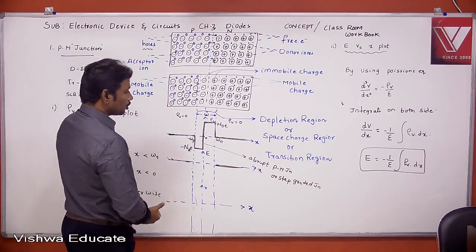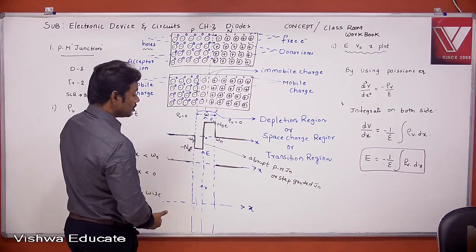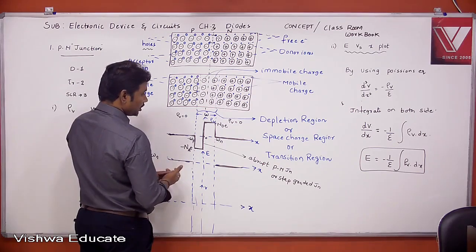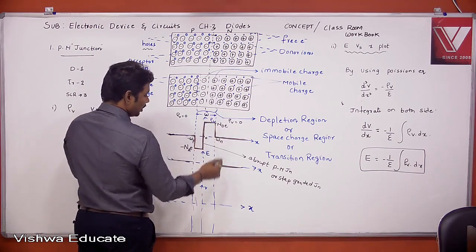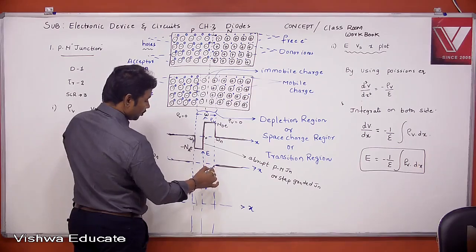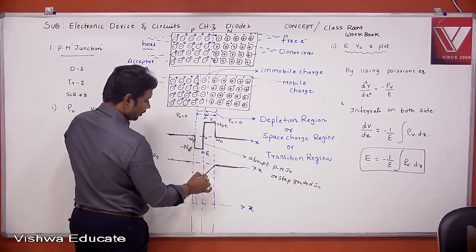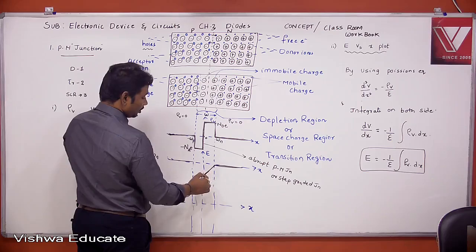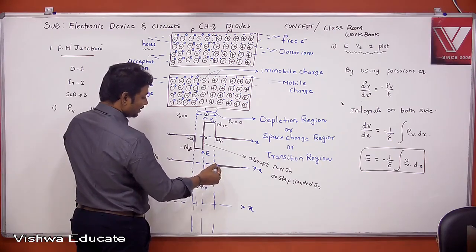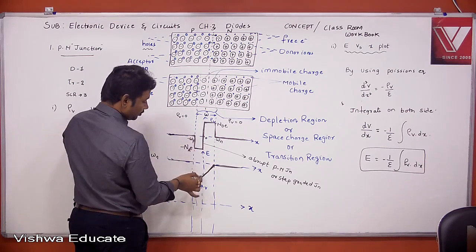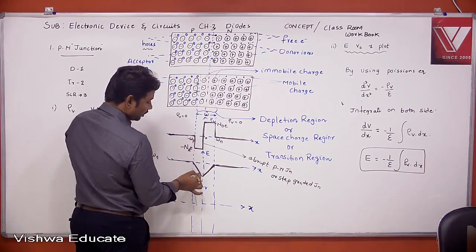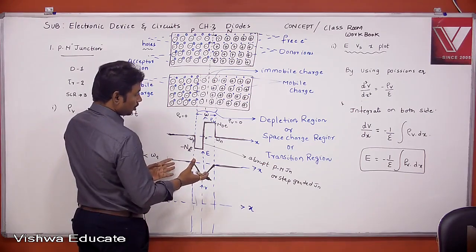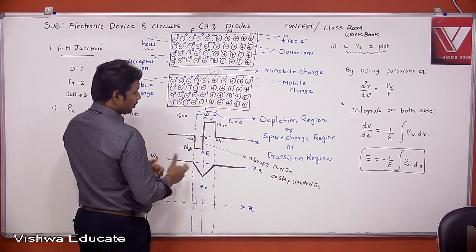Now I am going to draw the electric field versus distance plot. Outside the depletion region, the electric field is 0. Within the depletion region, if you integrate this part, you will get a slope like this, with an intercept for the constant. Similarly, if you integrate this part, you will get the curve like this. This is the electric field versus distance plot in the case of an open circuited PN junction.